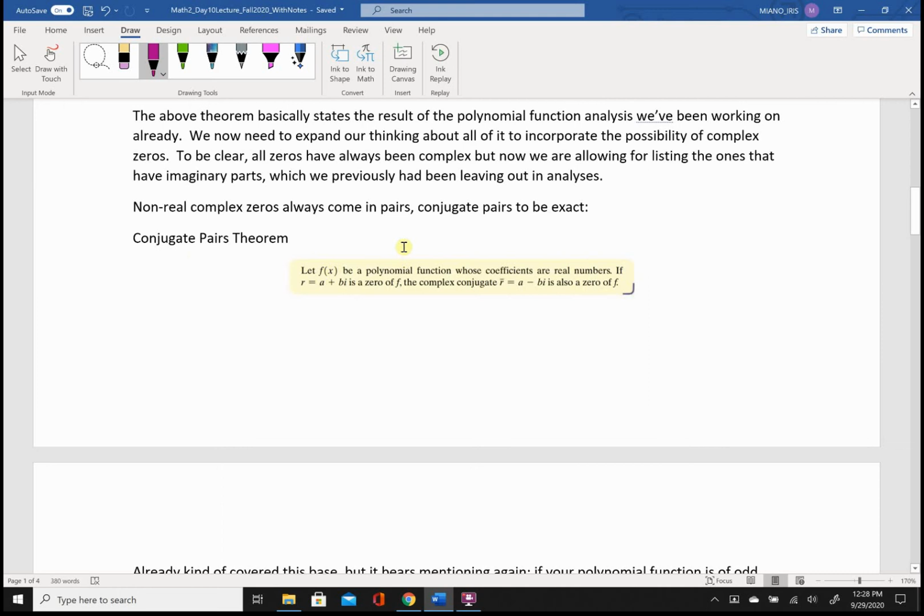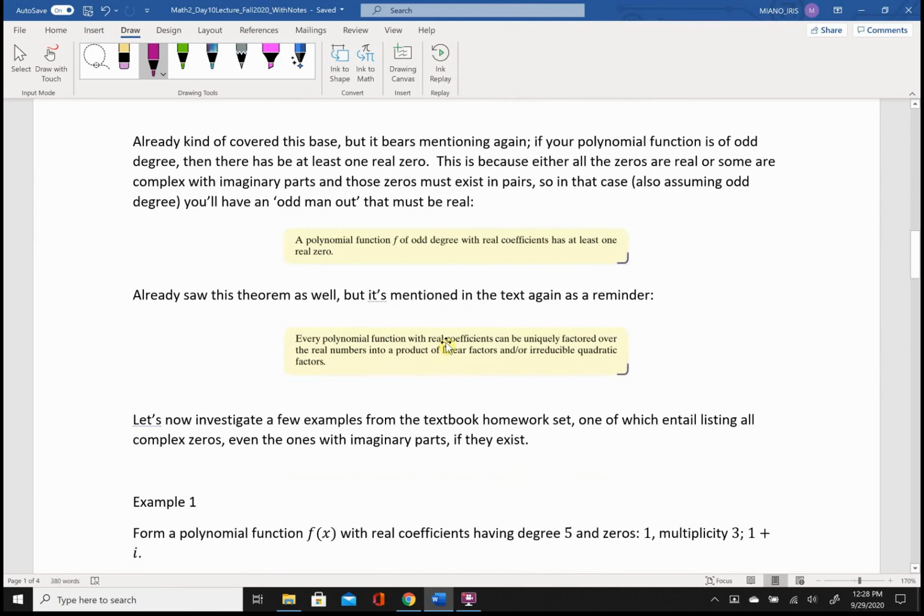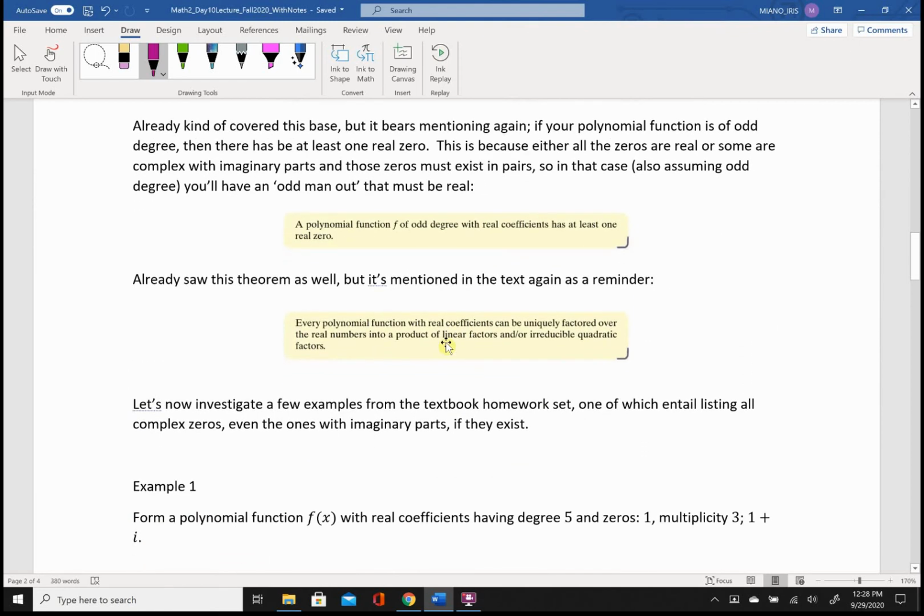And here is a theorem that says exactly this: when you have a complex non-real zero of a plus bi, you can come up with its conjugate, which is just the same exact expression but with subtraction instead of addition between the real and imaginary parts, in order to find an additional zero, because non-real complex zeros always come in conjugate pairs. So the conjugate will give you the other one if you have one of the imaginary zeros.